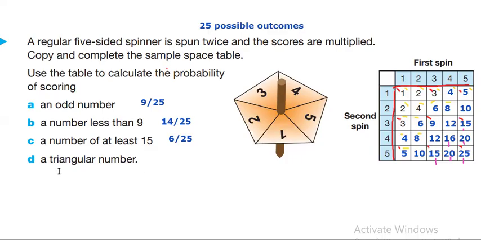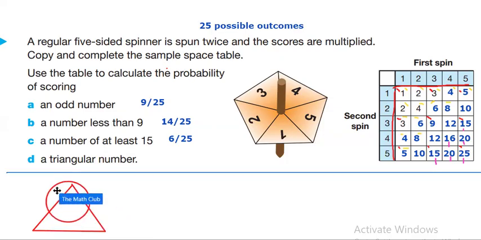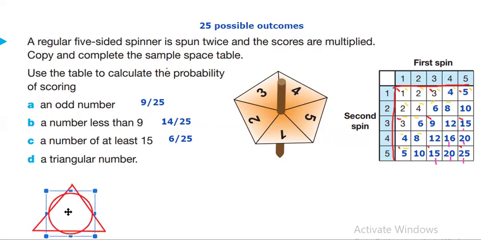And then the last one is a triangular number. We know what's the meaning of triangular numbers. Triangular numbers are numbers that make a triangle. For example, let me show you how. I'll draw the shape for you so you know the idea. Triangular numbers, they make a triangle. For example, this is a triangle. I can use one circle to fit inside a triangle.